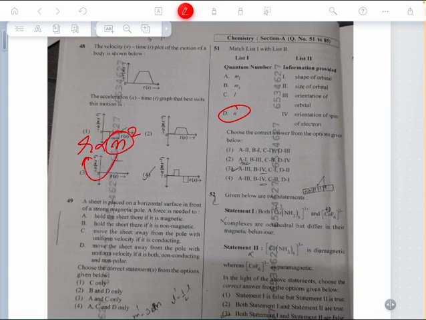That means the size of the orbital. So D must be matched with the second. So only one option is there in which D is matched with second. So the third one is correct.